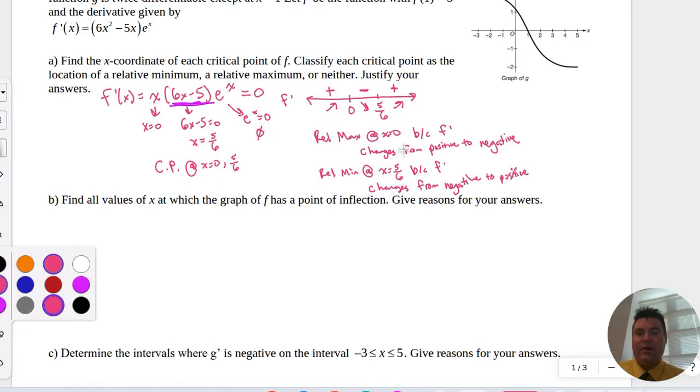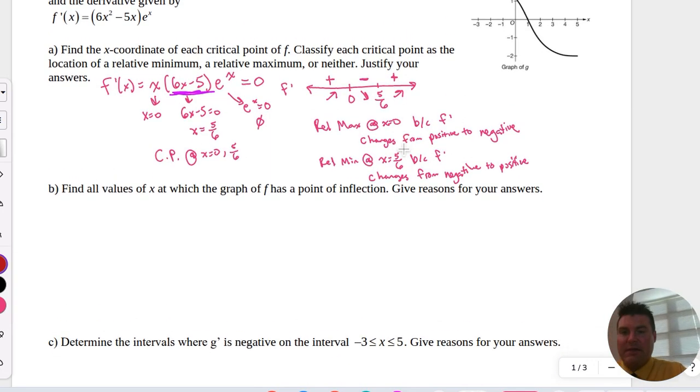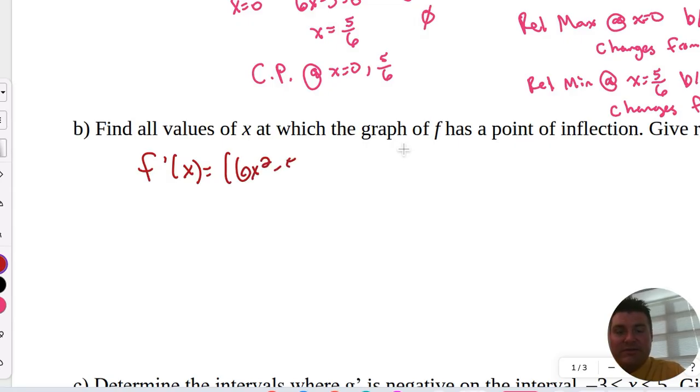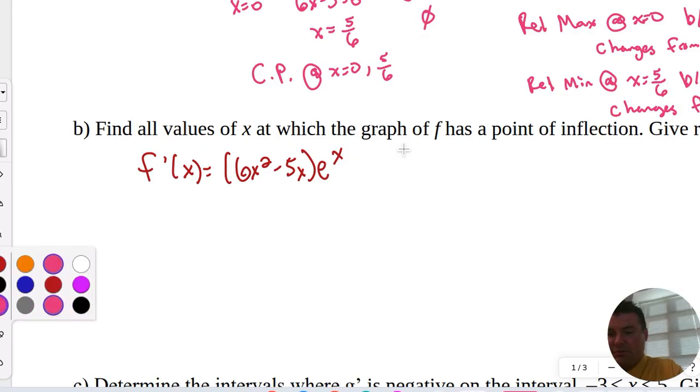Now we're going to find all values of x at which f has a point of inflection. So now I have to take the derivative. I was hoping to escape that, but I'm going to take the derivative of f prime. Just for the sake of ease, I'm going to rewrite f prime so you can see it on the screen. f prime of x is equal to 6x squared minus 5x, times e to the x. So I'm going to have some product rule here, with my first function in blue and my second function in pink.